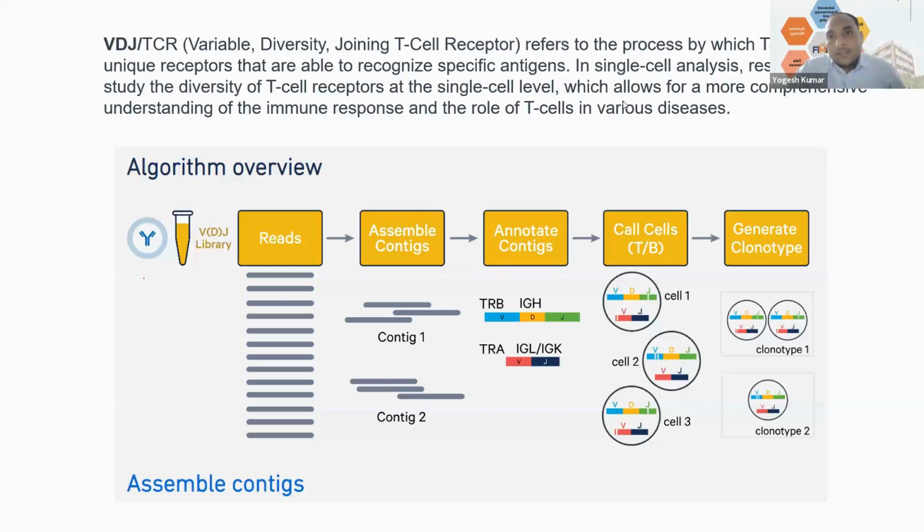So let's see. These TCR refer to the process by which T cells create unique receptors that are able to recognize specific antigens in single cell analysis.